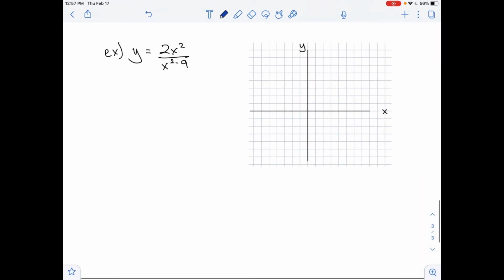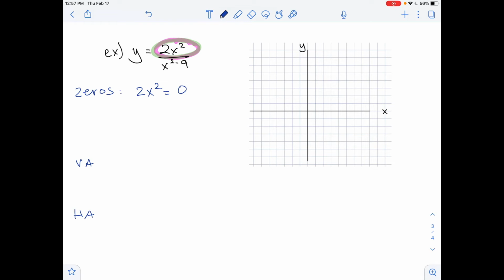So for this one, again, we're going to look for the 3 characteristics: zeros, vertical asymptotes, and horizontal asymptotes. For zeros, we're going to set the numerator equal to 0. So we set 2x squared equal to 0, and then we'll solve for x. Divide by 2, x squared equals 0. Take the square root of both sides, and I get x equals 0. So that's this point right here. That's the 0 of my graph.